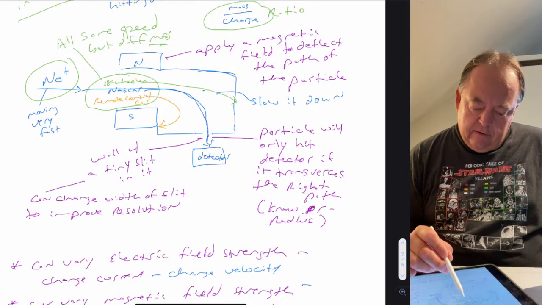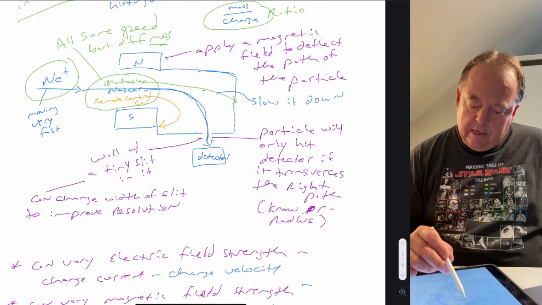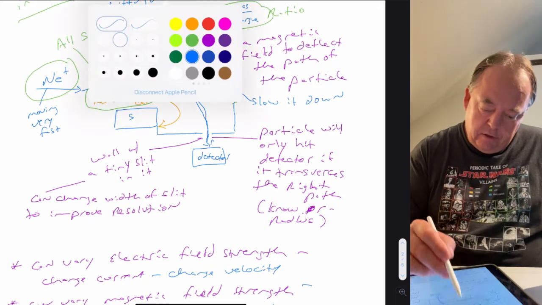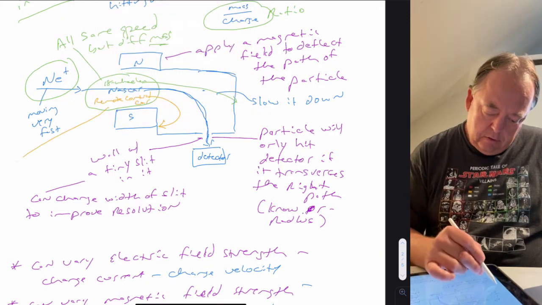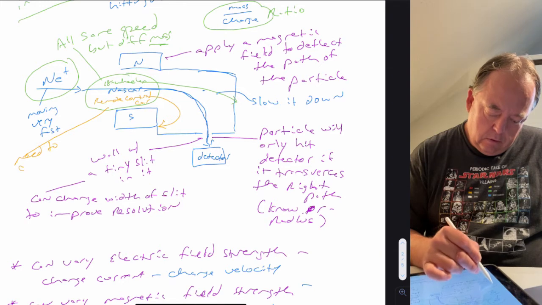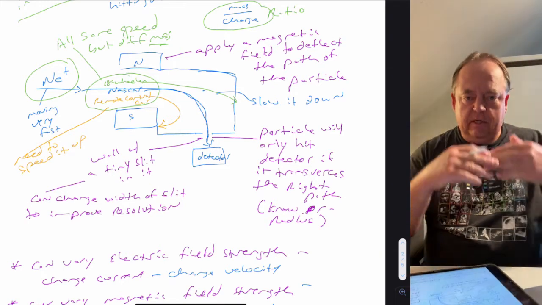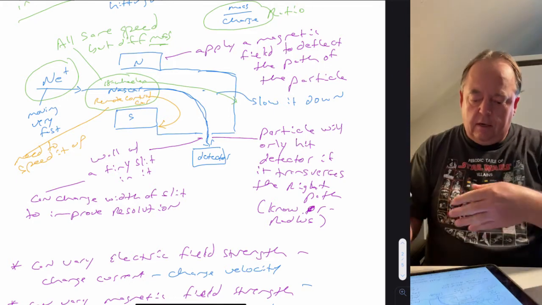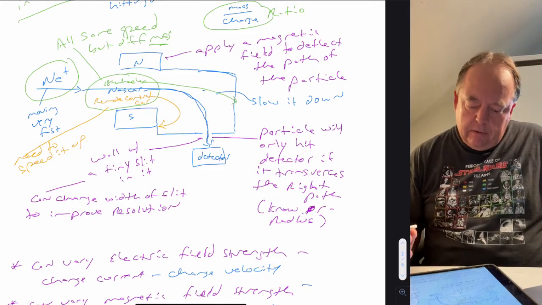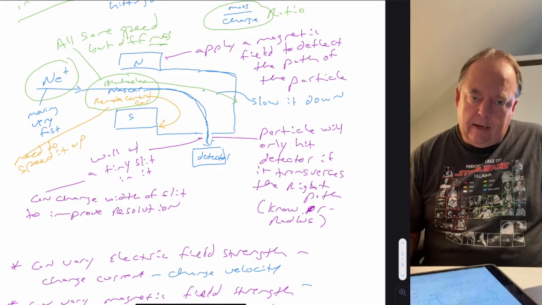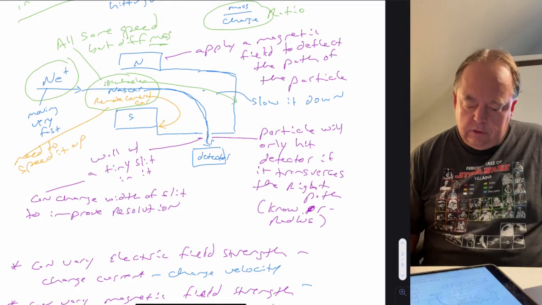And if you're driving the remote control car and you wanted it to hit the detector, then what you would need to do is speed it up to give it more forward momentum, so its path would not be deflected as much, or you could drop the magnetic field so its path is not deflected as much.